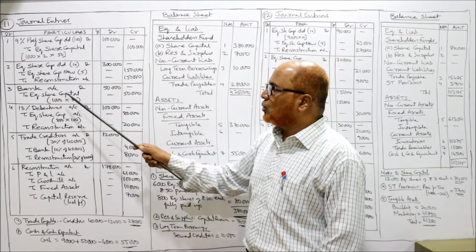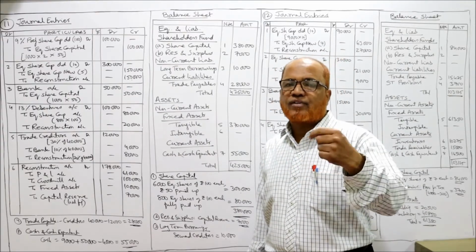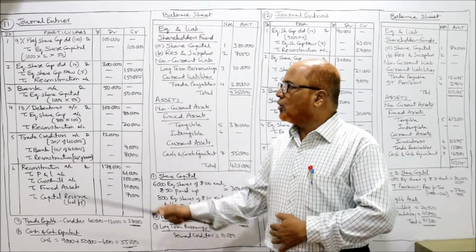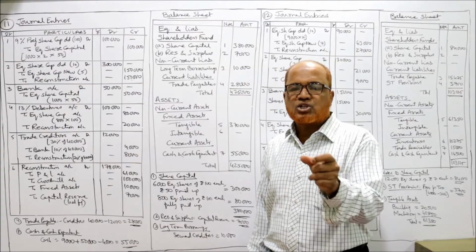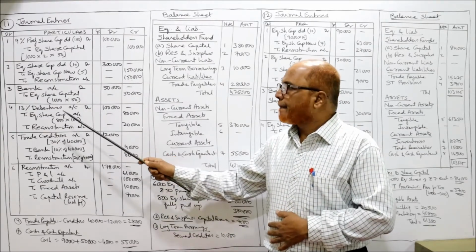Now bank account debit to equity share capital. 1,000 new equity shares are offered to the directors and the directors have paid 50 rupees per share. So 1,000 into 50, 50,000. Being 1,000 new equity shares issued at a paid up value of rupees 50.